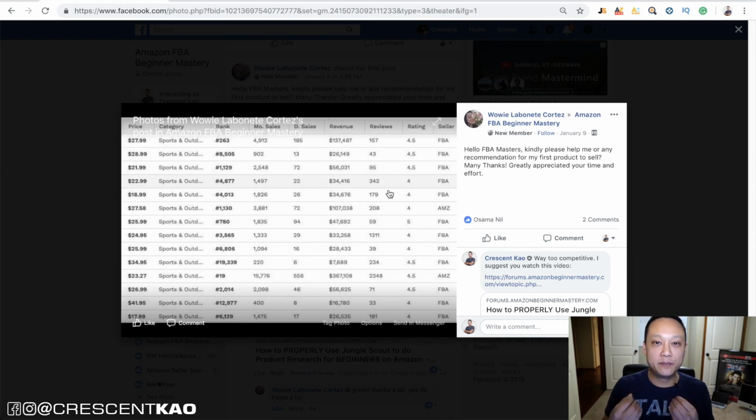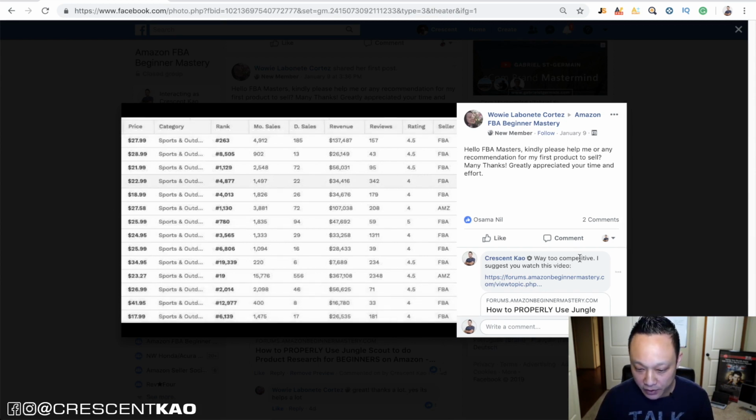Okay, so as you get better and have more experience analyzing data, you should be able to look at these at a glance, like within seconds, and make a determination if this is good or not. Okay, you can see right away, price was good, sales was good, but reviews is way too high. Remember, 7 out of the top 10 have to have less than 75 reviews. Okay, way too competitive. I suggest you watch this video. Okay, next.